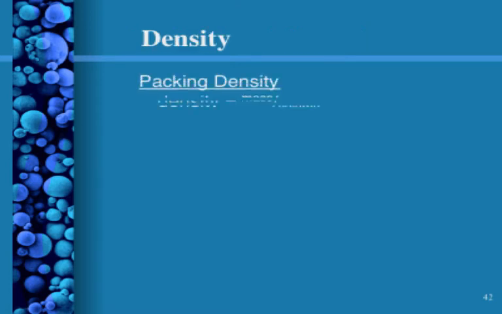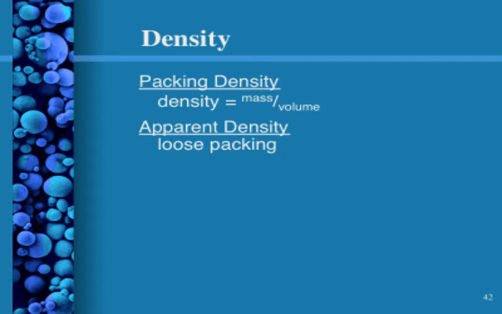So density, packing density. For that you need apparent density. Apparent density means you pour some material into a given known volume, and see how much space it occupies. It's also called bulk density. So it's loose packing behavior.